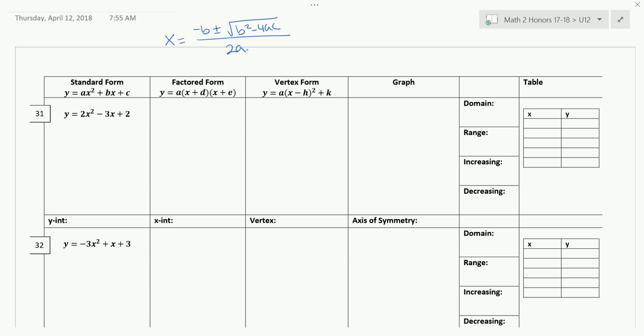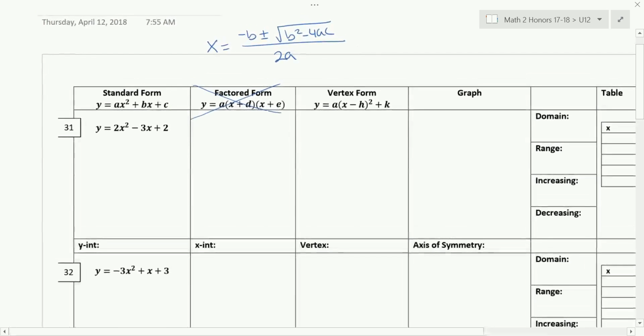Okay. I'm going to save you the time here. If you try to factor this problem, it doesn't factor. There's no factored form. But we could still see if it has x-intercepts. And to see if it has x-intercepts, we take our equation and substitute in 0 for y. And in solving this, well, we could use the quadratic formula.